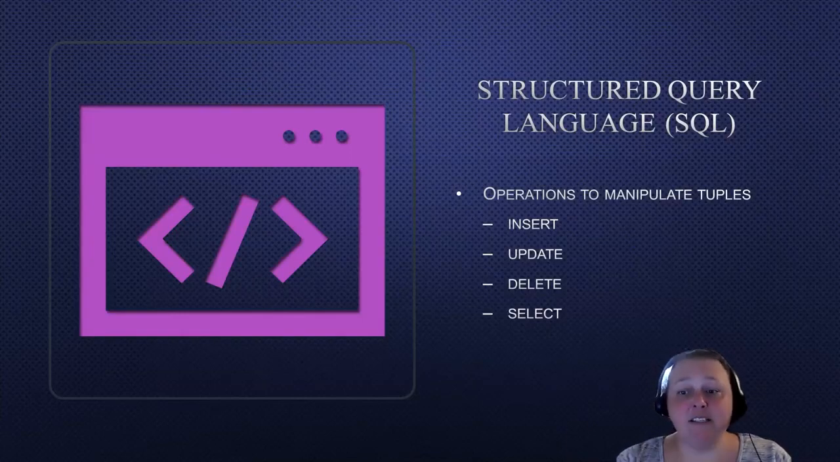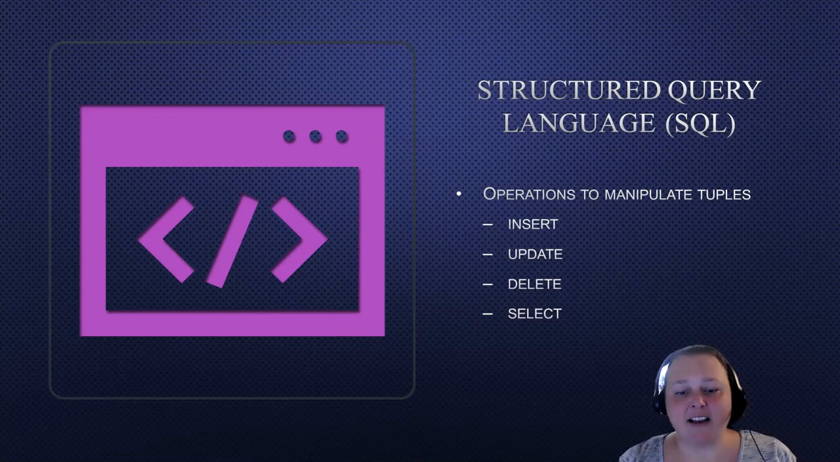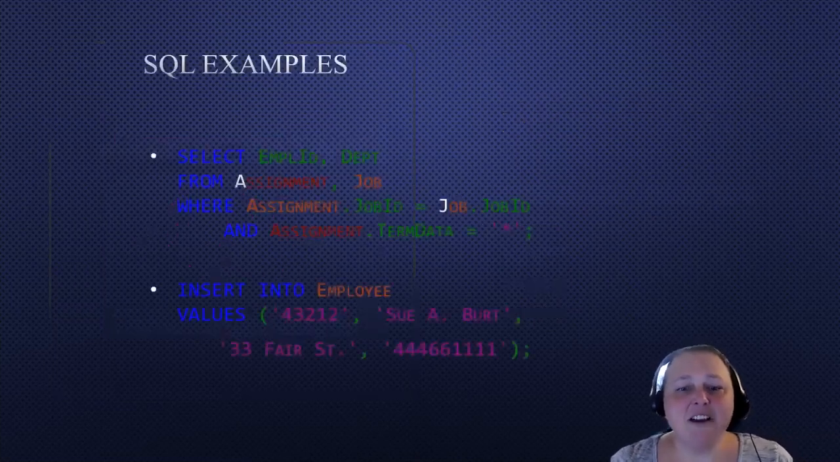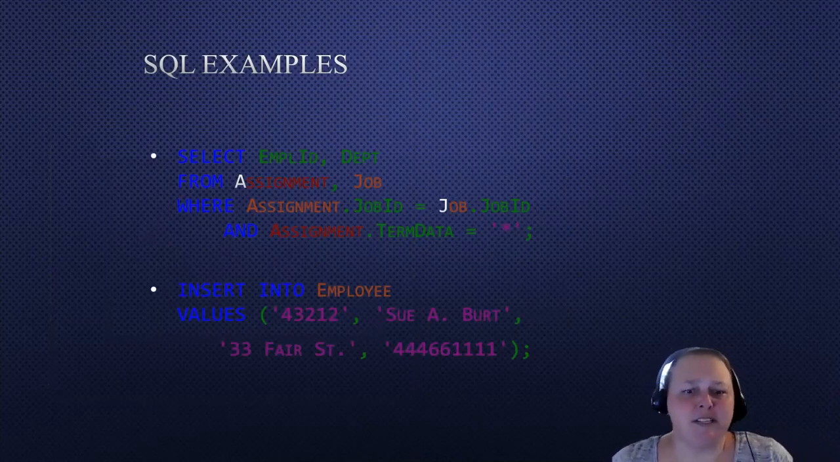So operations to manipulate the tuples. Remember, a tuple is a row. So you can insert a row, update, delete, or even select. There's our select a row. Here's some examples. Don't go crazy into this, and you really don't have to know anything more than what we've talked about when it comes to SQL, but I wanted to show you just as an example of what an SQL would look like.